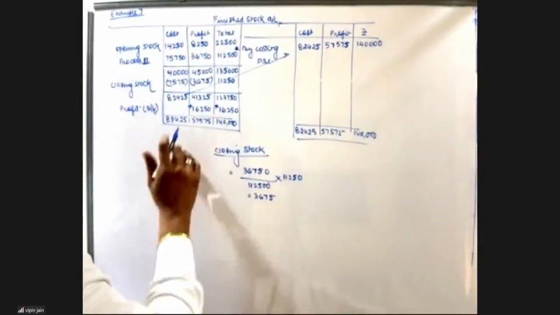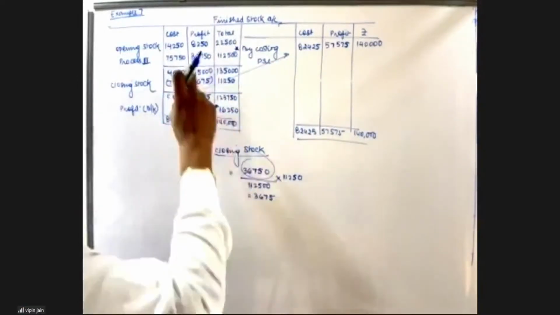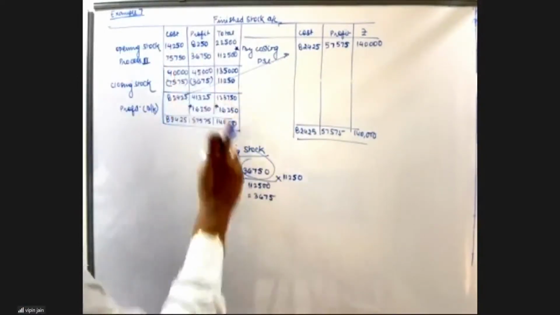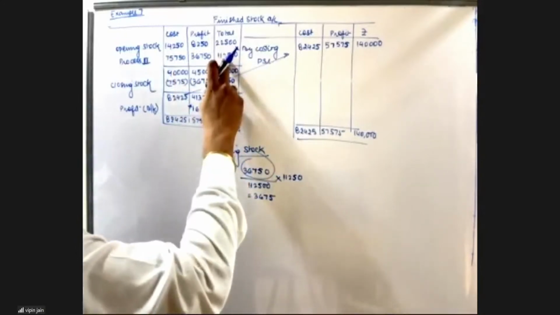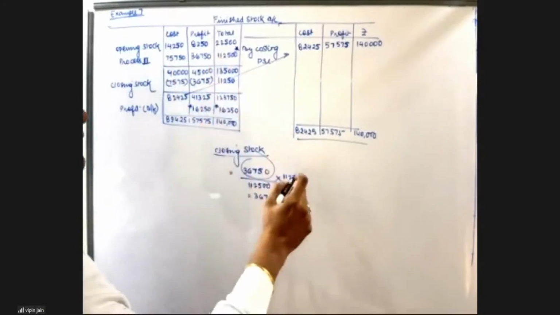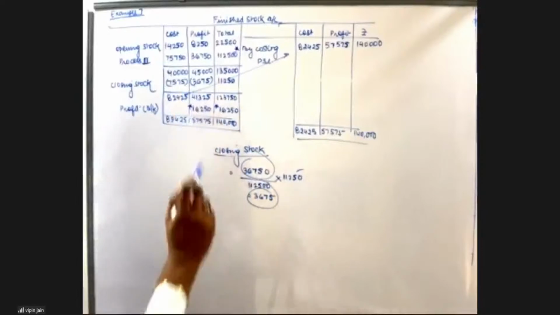So when talking about process second, the total profit of process second is 36,750 divided by 1,12,500 into 11,250. This is how I got 3675.